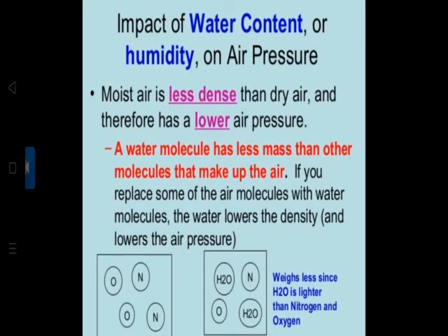Impact of water content or humidity on air pressure: we know now that air pressure depends on density. Now, what is the impact of water or humidity on air pressure? Moist air is less dense than dry air and therefore has lower air pressure. A water molecule has less mass than other molecules that make up the air. If you replace some of the air molecules with water molecules, the water lowers the density and lowers the air pressure. It weighs less since water is lighter than nitrogen and oxygen.